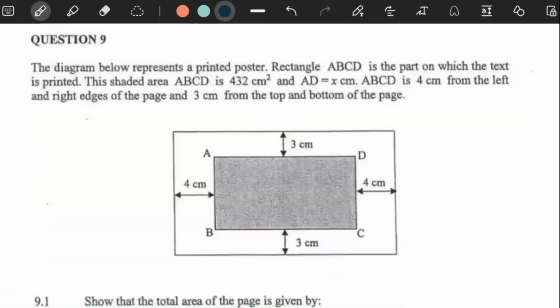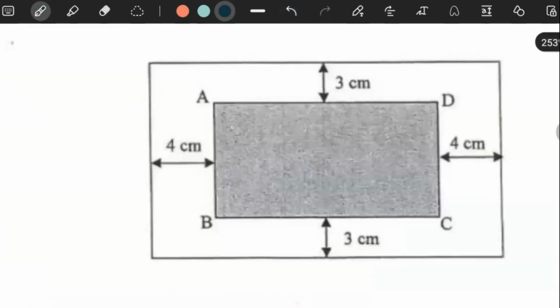Question number 9 says the following. The diagram below represents a printed poster, and it is a rectangle. We have A, B, C, and D. Let's see, the diagram represents a printed poster. Yes, rectangle ABCD is the part on which the text is printed. So the text goes in here. And then it says here, let me remove all this. That's where the text goes. It says here the shaded area ABCD is 432 centimeters squared. So 432 centimeters squared.